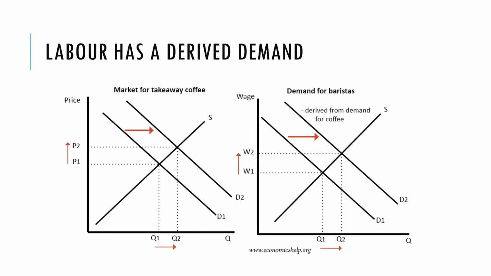We've established already that labour has a derived demand. The demand for labour really comes from the demand for the goods which the labour is used to produce. Here is a good example. We can see the market for takeaway coffee, and as the demand for takeaway coffee has risen, we need more baristas to serve the coffee, so the demand for baristas would also increase, resulting in an increase in the wage rate and number of baristas employed. So the demand for labour is in part linked to the demand for the products the labour goes into making.